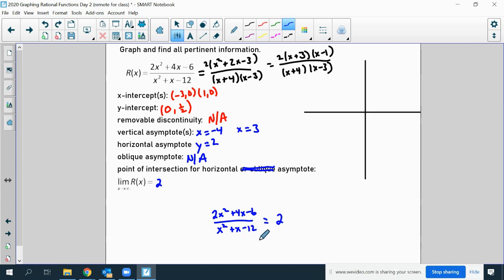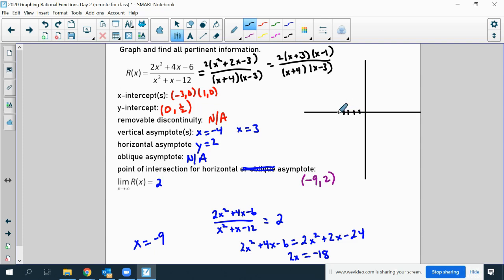So I'm going to multiply x squared plus x minus 12 over to the other side. So I have 2x squared plus 4x minus 6 equals 2x squared plus 2x minus 24. Then I subtract 2x squared from both sides. They go away. 4x minus 2x gives me 2x, and then I add 6 over to the right side. I get -18, so x equals -9. So that means that the point -9, 2 is where we cross the horizontal asymptote.